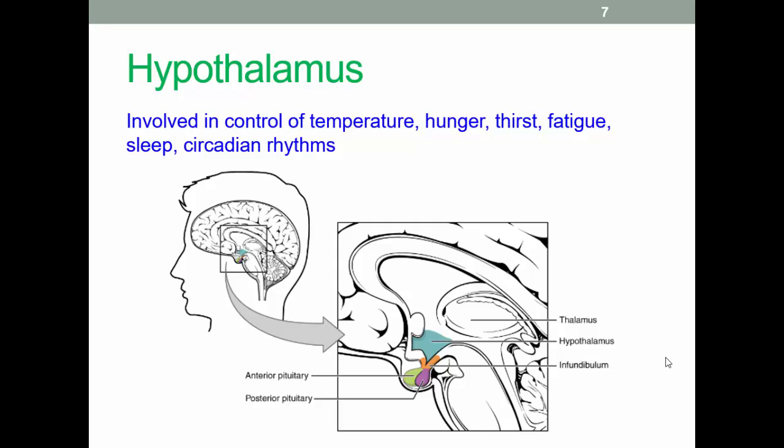Much of this is controlled by the hypothalamus. This is located below the thalamus, the part of the brain that relays sensory information, and is near the pituitary gland and brain stem as shown here. It's about the size of an almond. Very involved in control of homeostatic systems. Just a reminder, circadian rhythms refers to 24-hour bodily cycles.